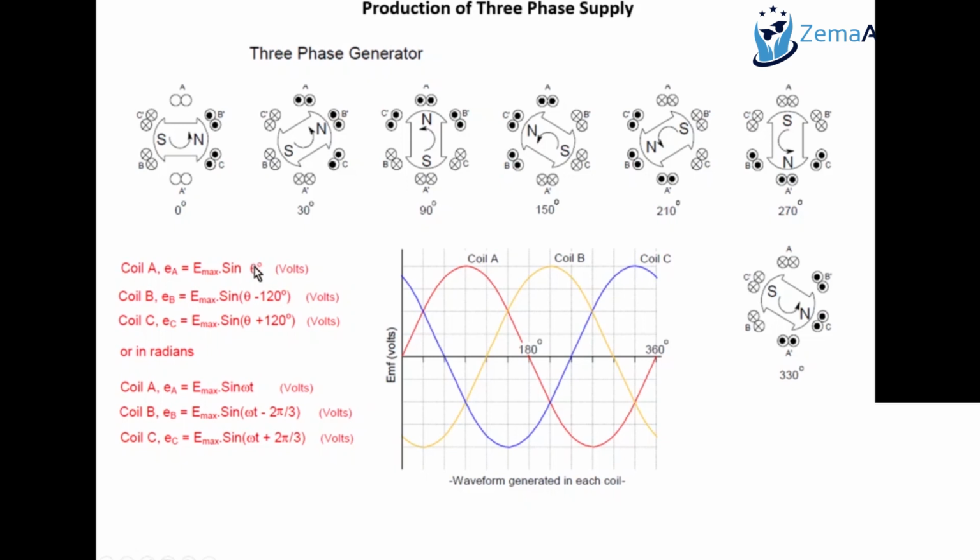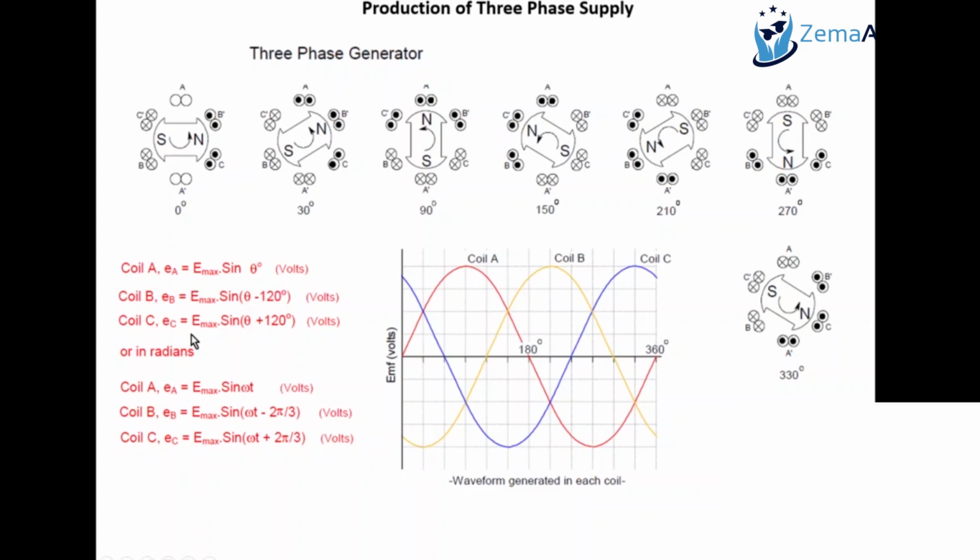We used this equation in the past to calculate the instantaneous voltages in our first few weeks. This theta represents the angle at which you are interested to calculate the instant voltage at a particular instant. So if you want to calculate at a particular instant, let's suppose 0 degree, then here theta would be 0 degree minus 120 degree. And this will give you the instantaneous voltage in coil B. Make sure you do multiply with the peak voltage. So peak voltage will always be constant.